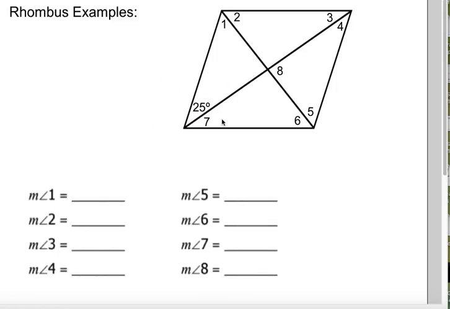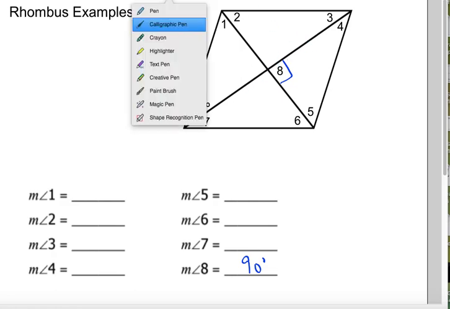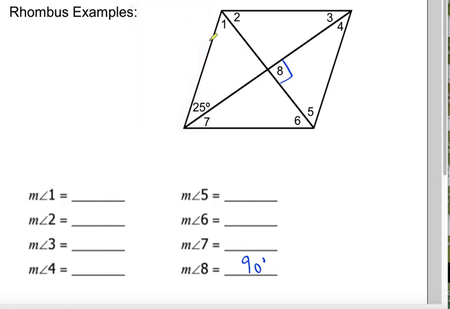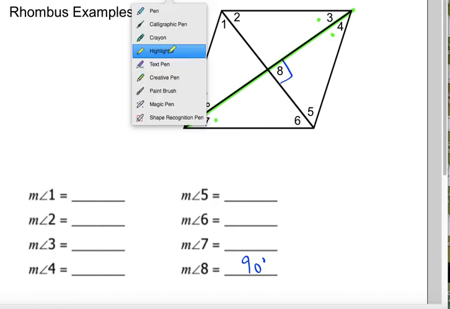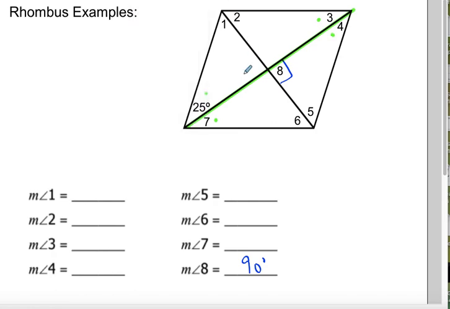Here's a rhombus example that's using angles. And in a rhombus, remember that the diagonals are perpendicular. So angle 8, we can know right away, is 90 degrees. Remember that along a diagonal, the angles that are touching that diagonal will match. So for this diagonal here, that involves the 25, the 7, the 3, and the 4. And so all four of those angles are equal to each other. So they're all going to be 25.